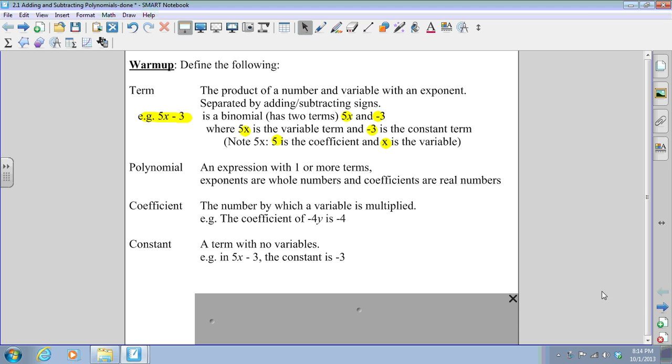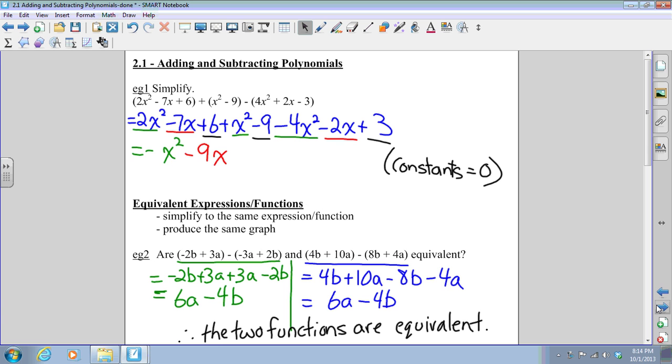All right, so taking a look at today's lesson, we have 2.1, adding and subtracting polynomials. Basically, we're looking at the distributive law. So let's take a look here, ladies and gentlemen. Example 1 is to simplify. And just remember, guys, when you're taking a look at brackets, in order to collect like terms, you have to see what sign is in front of them.